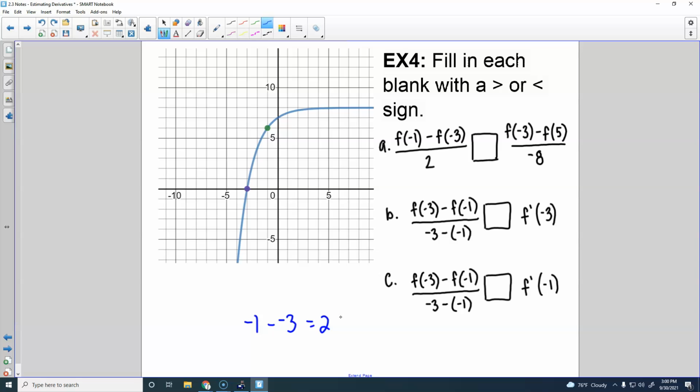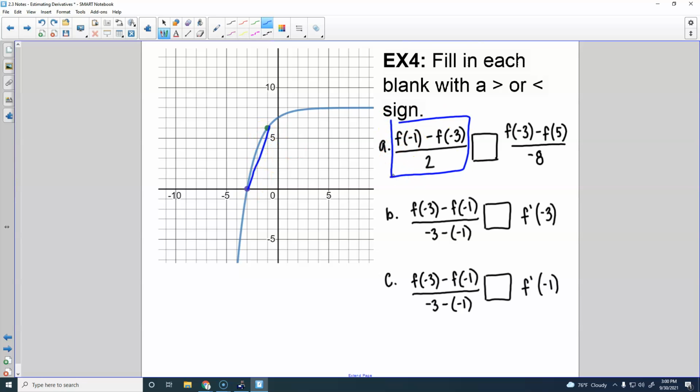Wait a second. So is f of negative 1 not a derivative? No, because if it's a derivative, you'll have that little tick mark behind it. So it's simply the point. Yeah, so we're just finding the slope between the points at negative 1 and negative 3. Those points are marked here for us. So we're thinking about the slope of this blue line right here.